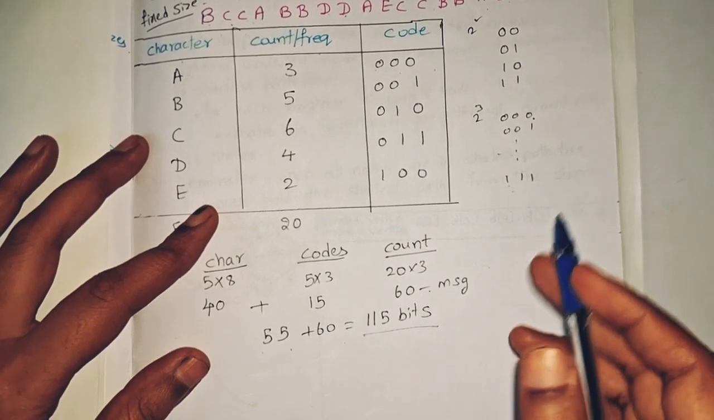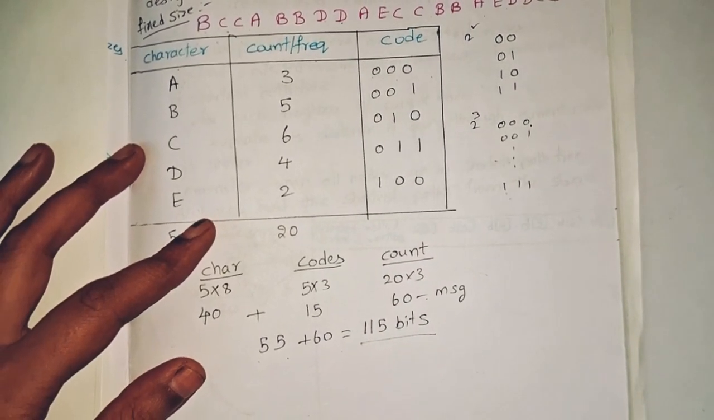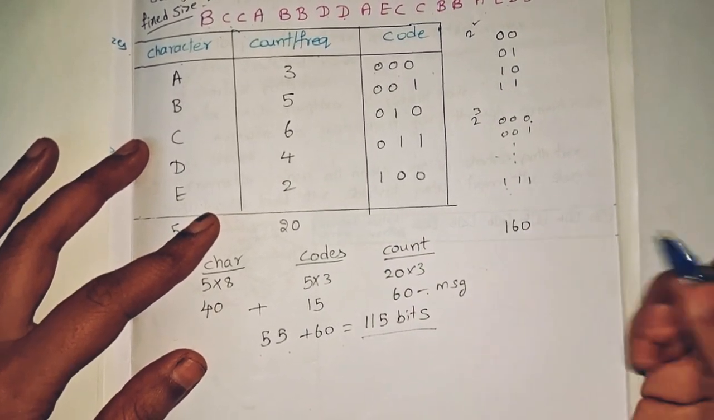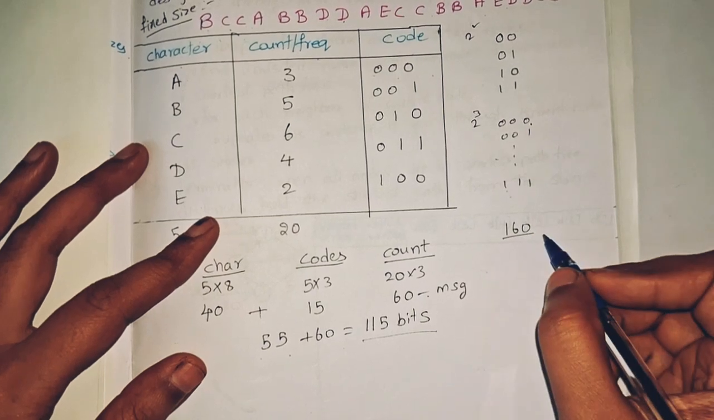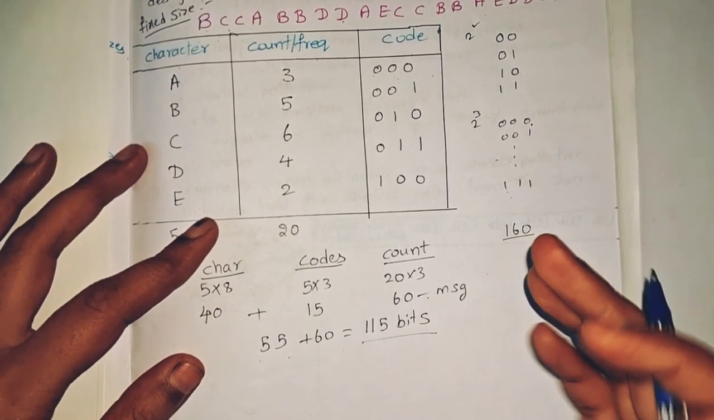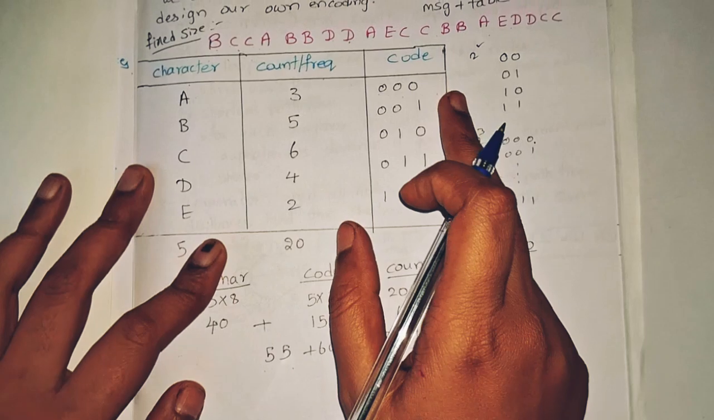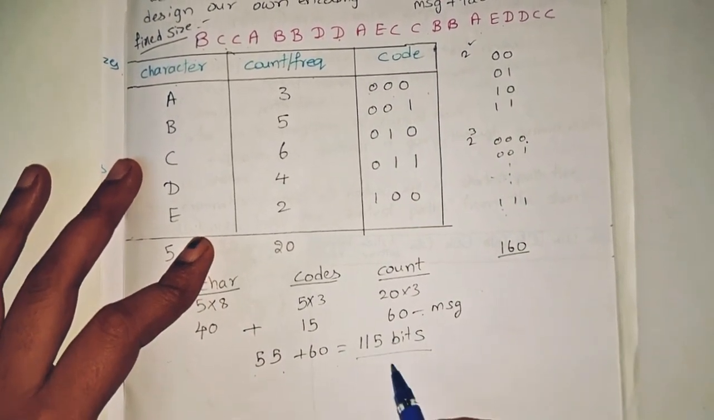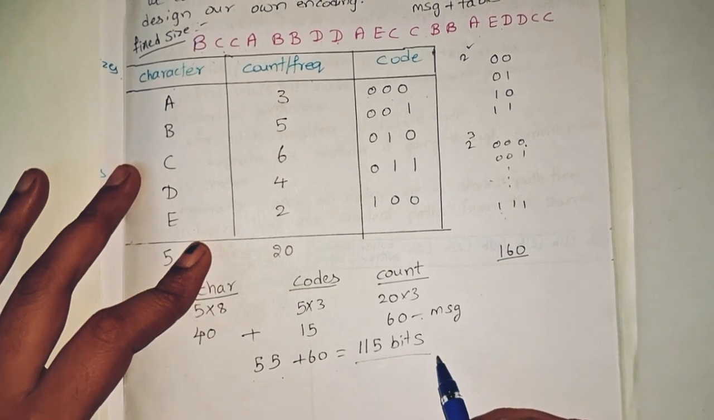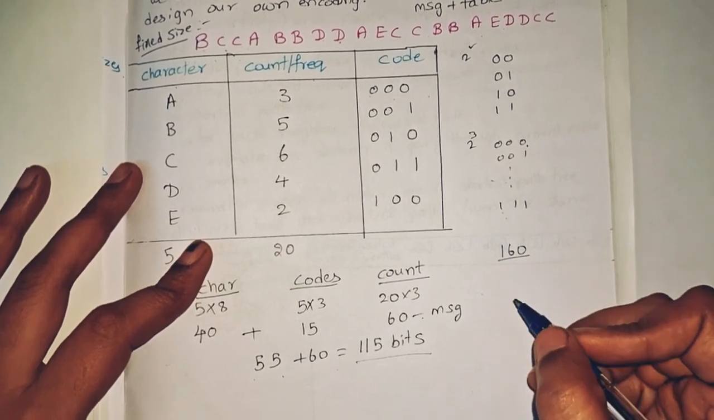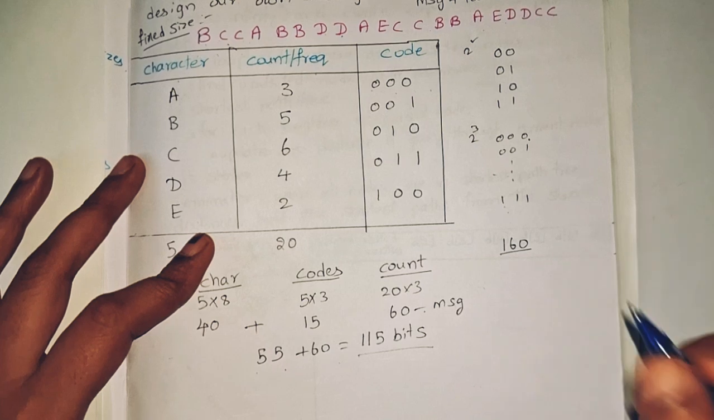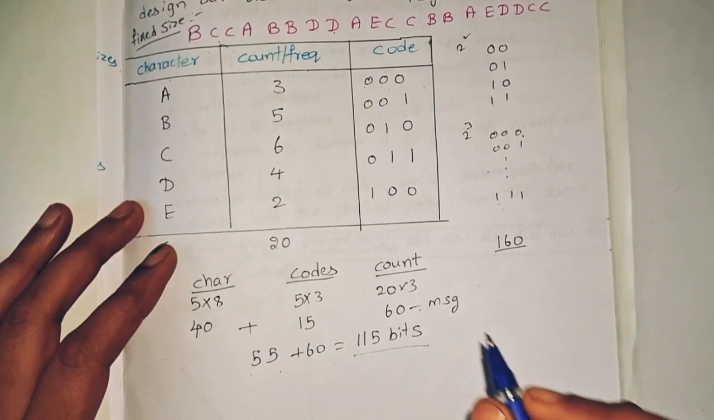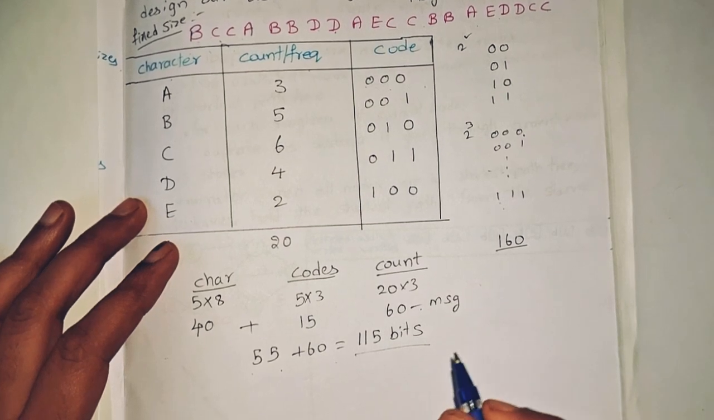If you are transmitting the actual data, then it takes 160 bits. And suppose you are transmitting the compressed version of the given message along with the coding table, then it will consume 115 bits. So here we are saving up to 30 to 35% of transmission bits. Okay, so this is how the fixed size encoding is done.